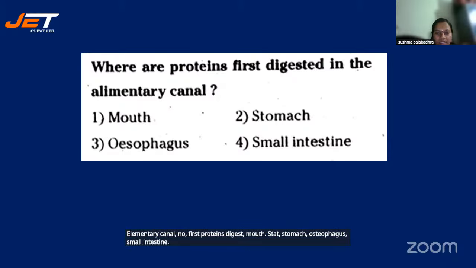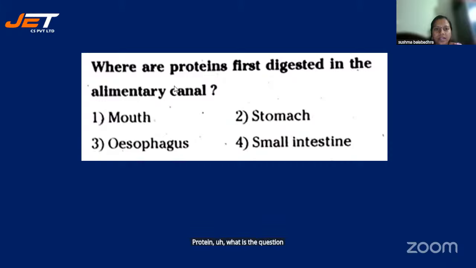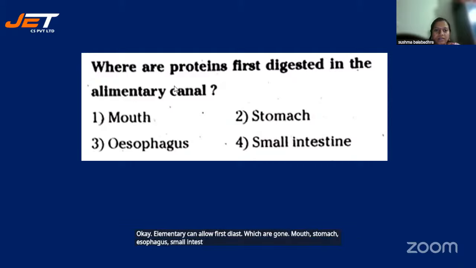Lavanya, are you confused? Protein, what is the question here? Once again, I'm repeating. Where are proteins first digested in the alimentary canal? Alimentary canal lo first digest ayyedi ekkada? Which organ? Mouth, stomach, esophagus, small intestine.